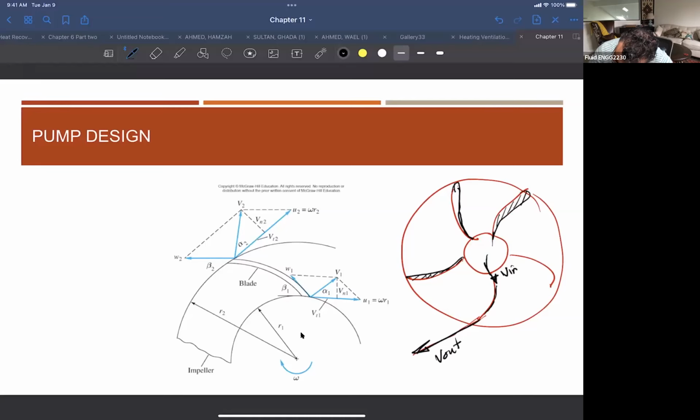And so on. So you can actually study this, and you can also design these blades. What is the curvature of this blade and so on, in order to improve the efficiency of this pump, right?